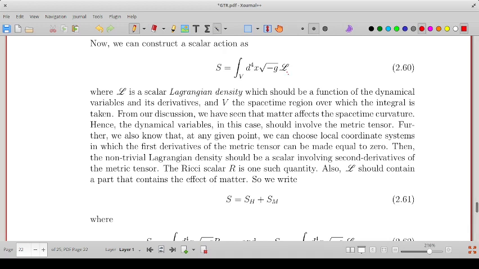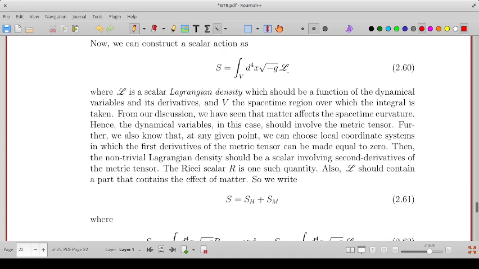So there are two things. L should be a scalar quantity, and the Lagrangian should involve the metric tensor and its derivatives, and there exists a local coordinate system in which we can take its derivatives to be 0, and therefore we would expect the non-trivial Lagrangian density to contain terms which involve second derivatives of the metric tensor, and we are already aware of such a quantity, that is the Ricci scalar, and so that consists of the effect the matter produces on the curvature of the spacetime.